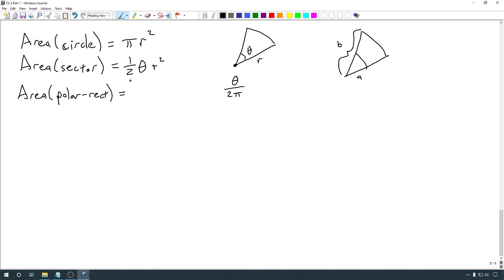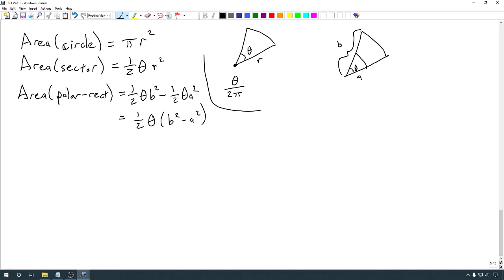Well, there we call this theta again. We're going to be subtracting the two formulas for the area of the sectors. We have 1/2 theta b squared minus 1/2 theta a squared. And of course we can go ahead and factor out the 1/2 theta. So that is the exact formula for the area of a polar rectangle.